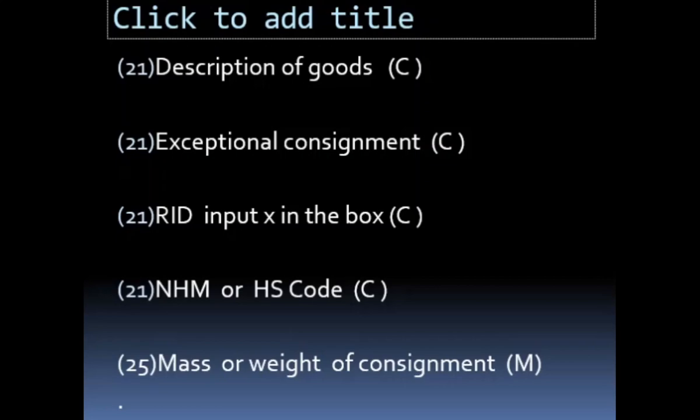25 is mass or weight of consignment. This is mandatory, and it's now mandatory on maritime transport. The weight or mass of every cargo has to be stated because it will guide the loading and unloading. Because in the years gone by, the wrong equipment has been used to offload or load cargoes, and that has resulted in a lot of accidents. So now it's mandatory to know the weight to avoid any risk.